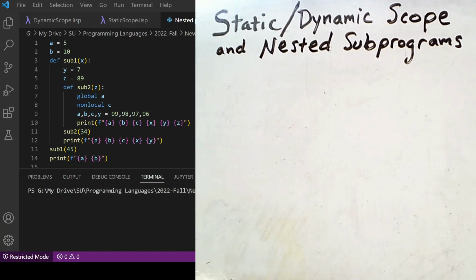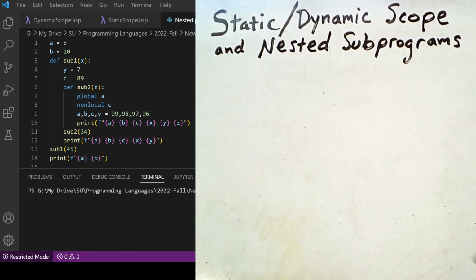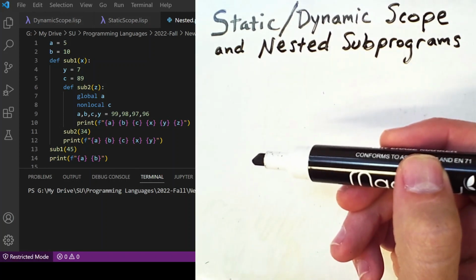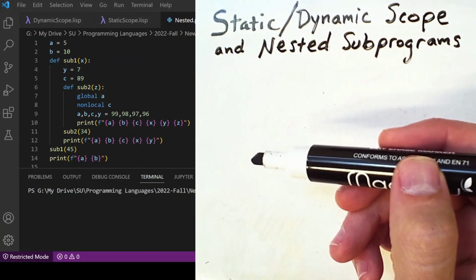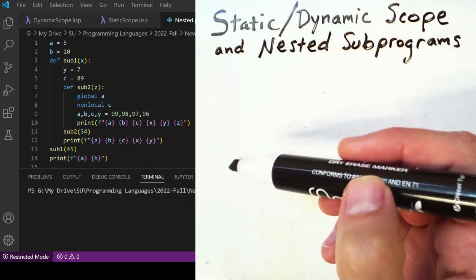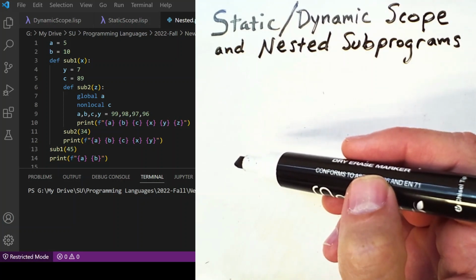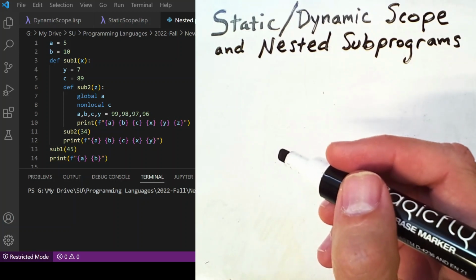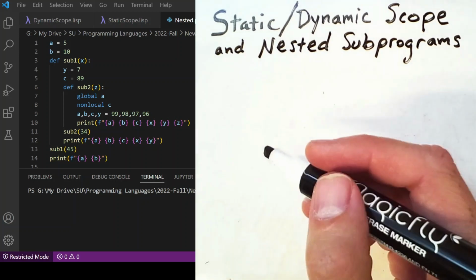So this video will be about static and dynamic scope, but in order for the video to be interesting, I first need to talk about nested subprograms. Now, on the left, I have a Python program which has a nested subprogram. We're going to see how this program behaves using Python scoping rules. And Python, as most programming languages, uses static scoping.